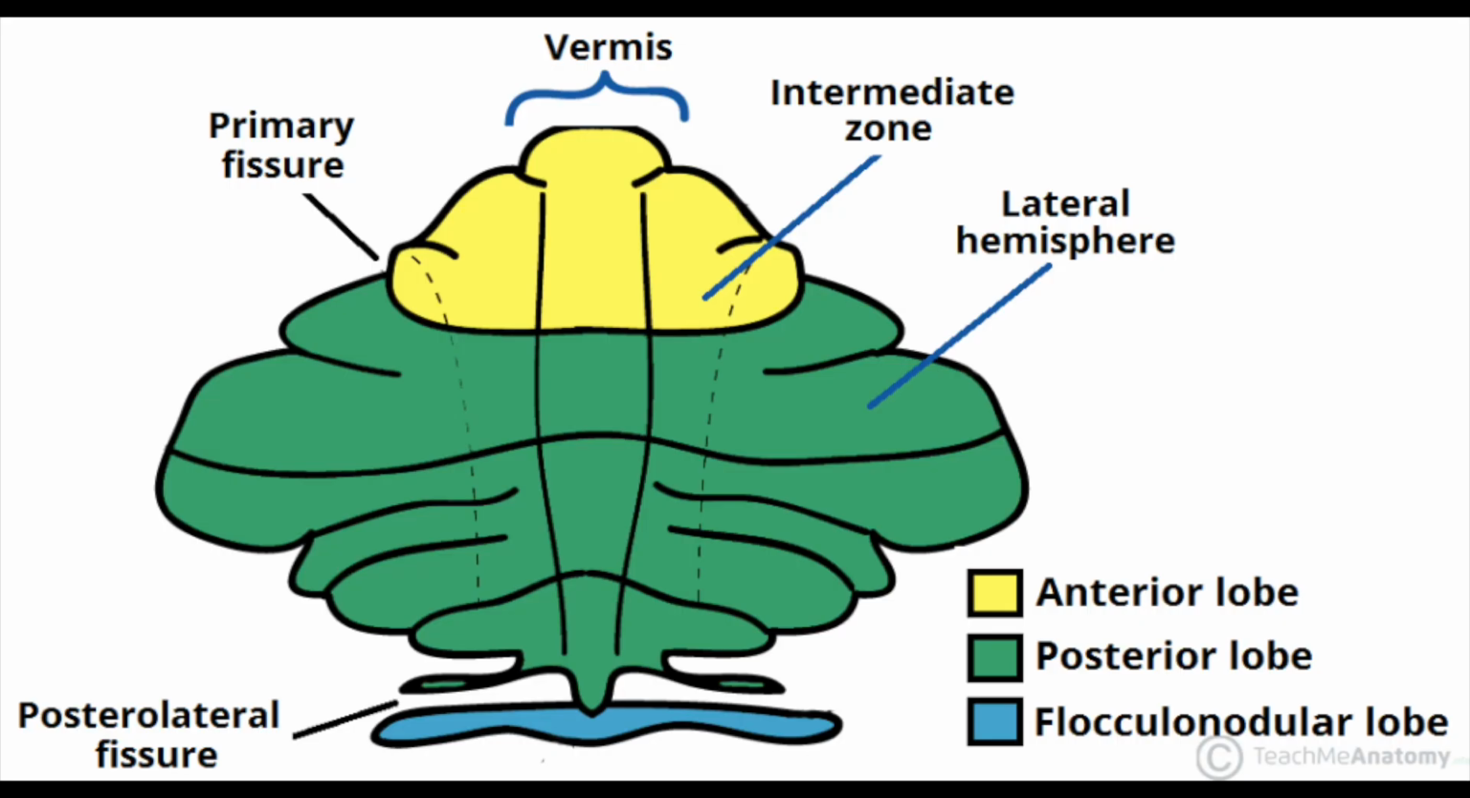In addition to these lobes, the cerebellum is also divided into three zones, although these zones lack the defined boundaries of the lobes. The vermis, derived from the Latin word for worm, is located centrally and separates the two hemispheres of the cerebellum. Adjacent to the vermis is the intermediate zone, bordering the vermis on either side, and directly lateral to the intermediate zone is the lateral hemisphere.